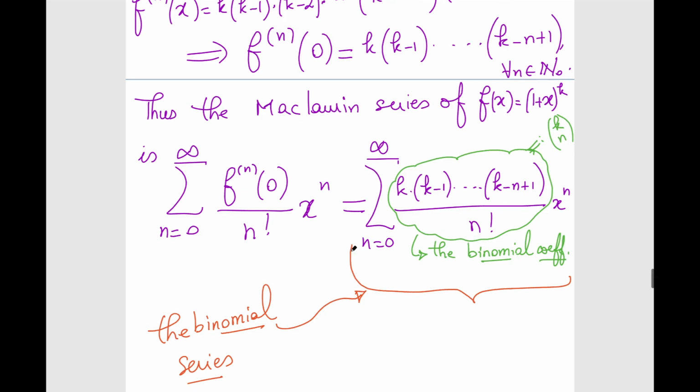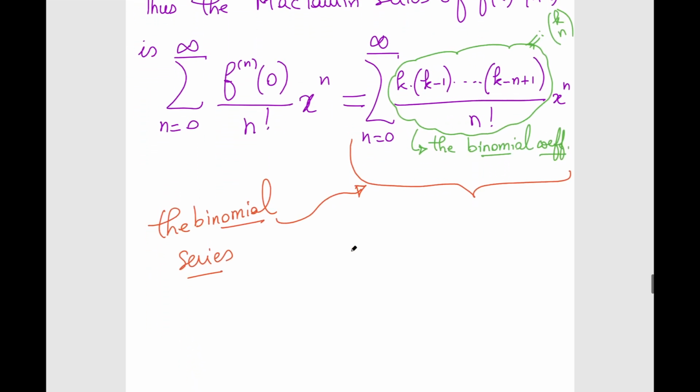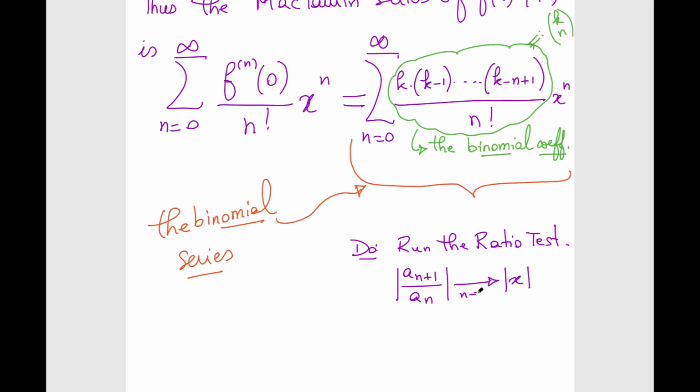And how about we study the convergence of this? How about we run the ratio test? Actually, how about you run the ratio test? So do the following. Run the ratio test. Okay. And let me just tell you what you should get. The ratio a n plus 1 over a n is going to converge in this context to the absolute value of x as n goes to infinity.